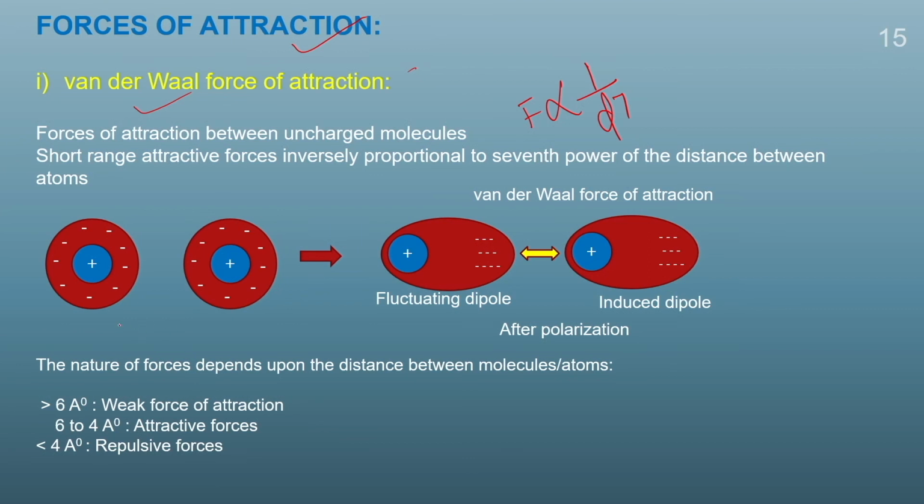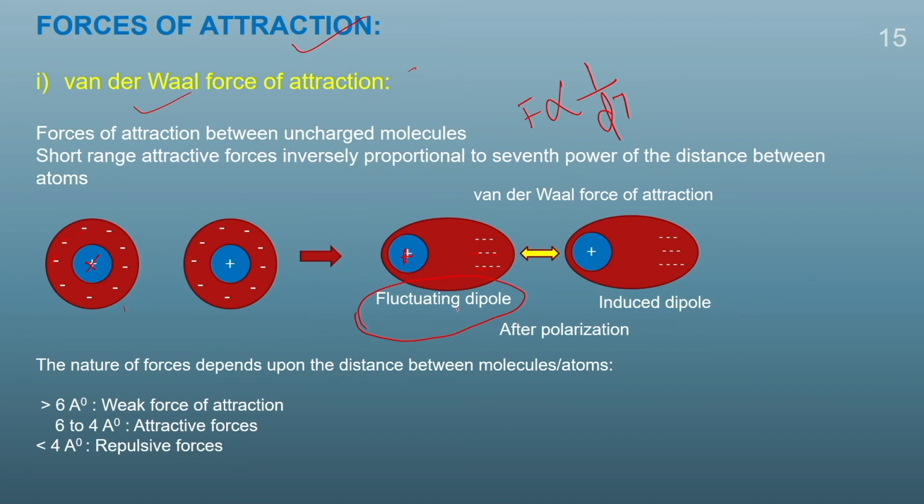Van der Waals forces occur due to the fluctuation of the charge density of the particles, which results in a polarization with a positive charge at one end and a negative charge at the other end. Here we can see a molecule with one positive end, and these are the electron clouds. Due to the fluctuation of the charge density, it will result in a positive end at one end and a negative charge at the other end. So, this is known as a fluctuating dipole.